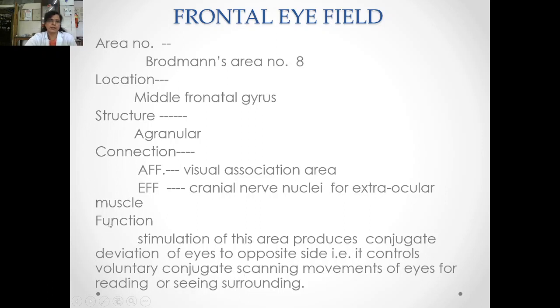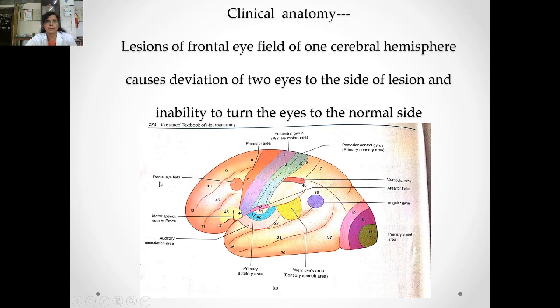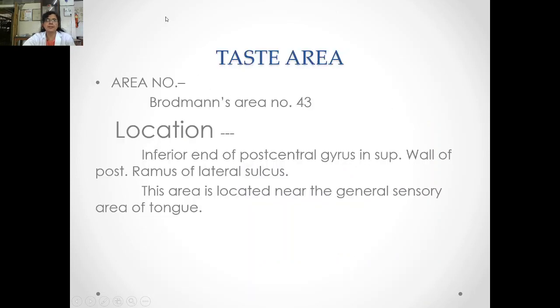So at the time of reading, we move our eyes, conjugate movements of the eyes to one side, and this frontal eye field is responsible for those conjugate scanning movements which are required for reading or seeing the surroundings. Clinical anatomy of this frontal eye field: lesions of this frontal eye field of one cerebral hemisphere cause deviation of the two eyes to the side of the lesion and inability to turn the eyes to the normal side. So this is about the frontal eye field.